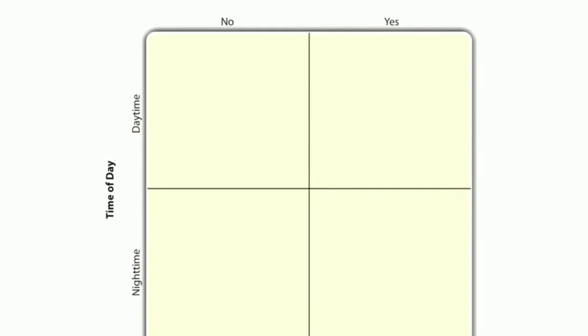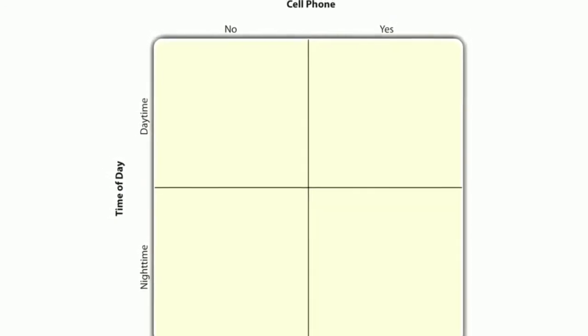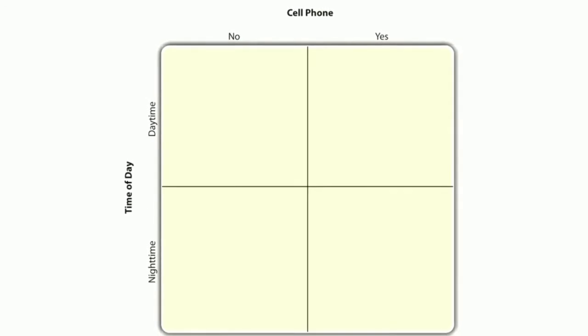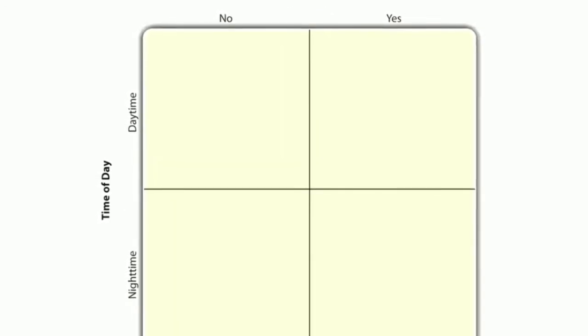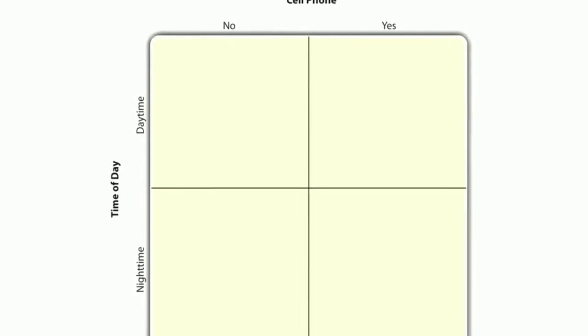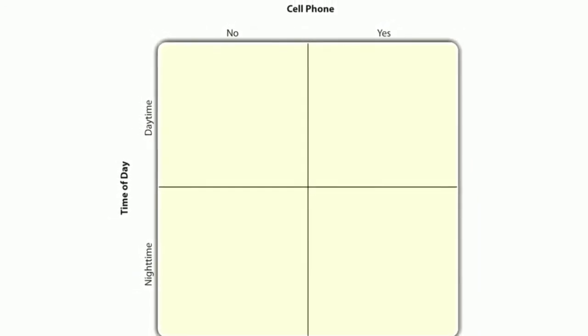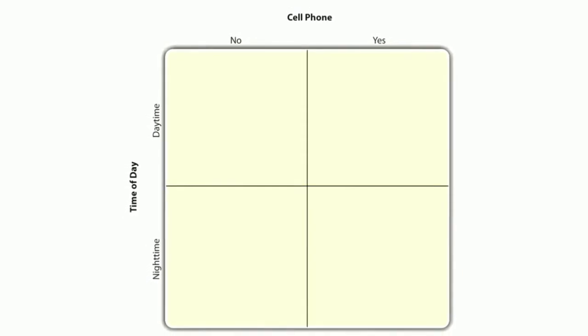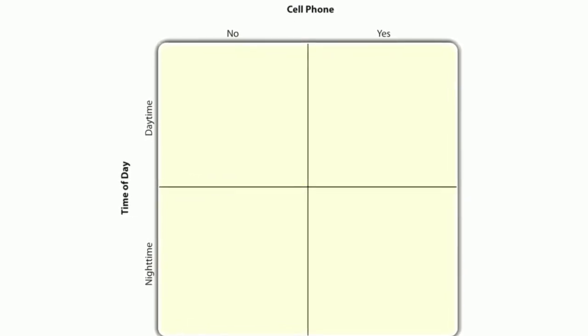A 2 by 2 factorial design consists of two independent variables and two levels each, giving combinations, or in other words, conditions. Assume that I'm a researcher and I would like to research the effect of cell phone use and time of day on driving ability. The four cells of the table represent the four possible combinations or conditions: using a cell phone during the day, not using a cell phone during the day, using a cell phone at night, and not using a cell phone at night. This particular design is referred to as a 2 by 2 factorial design because it combines two variables, each of which has two levels.